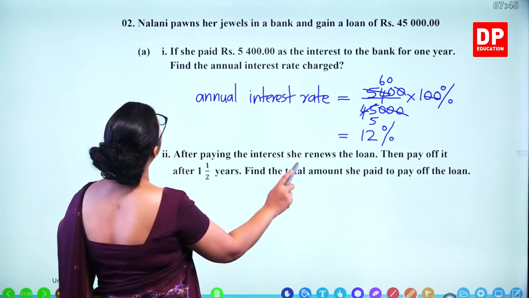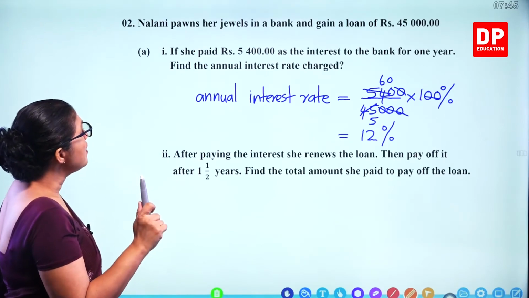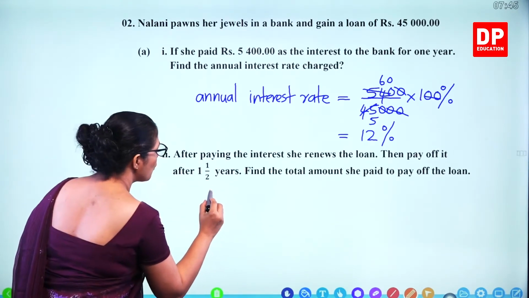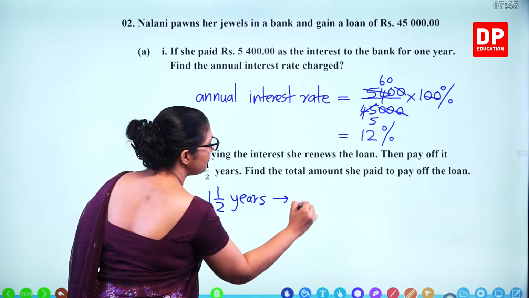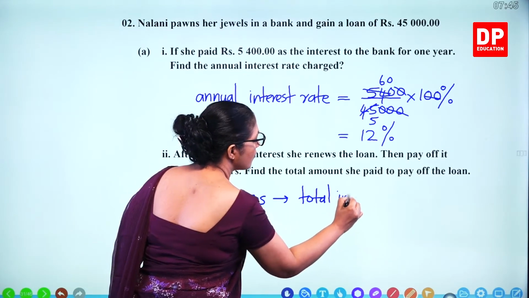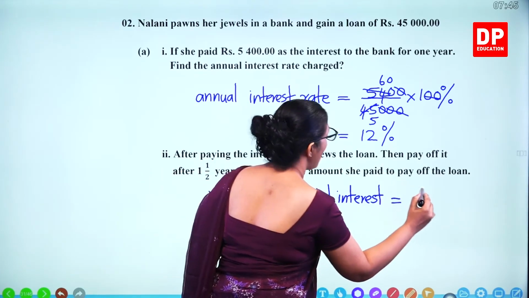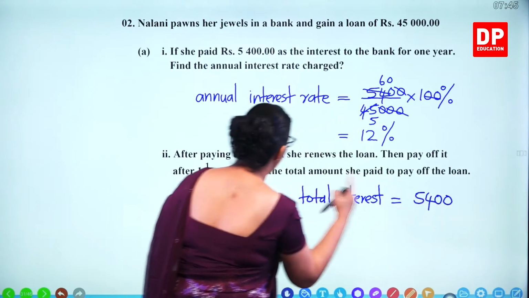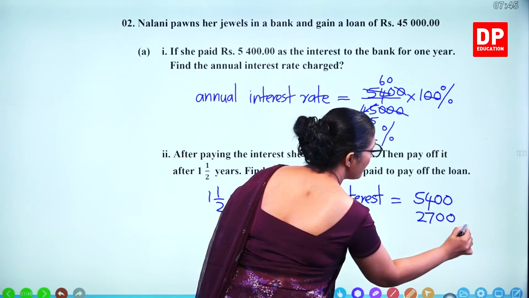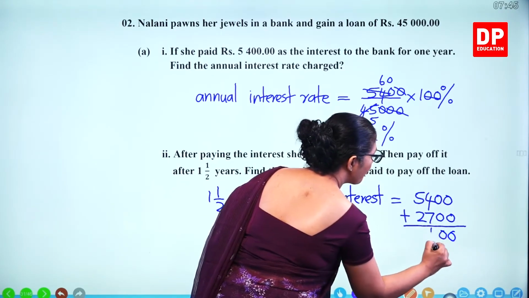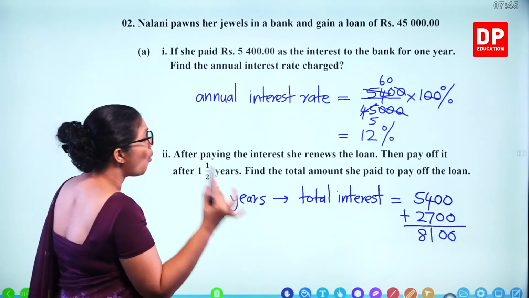So here, Nalini paid another 1.5 years interest. So 1 year interest is 5,400. So for 1.5 years, what's the total interest? So 1 year, 5,400. For half a year, half of that. So 2,700, altogether 8,100 paid as interest. So what is the total amount she paid?